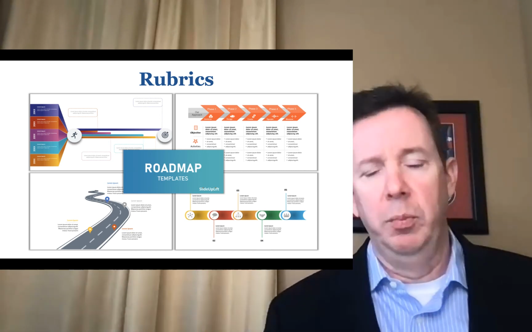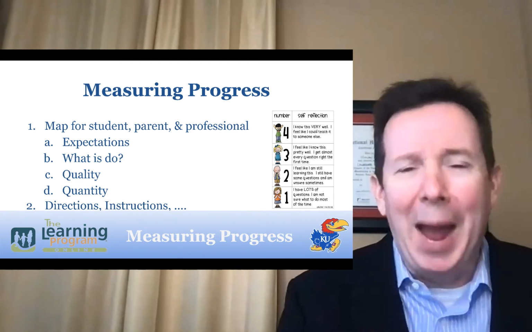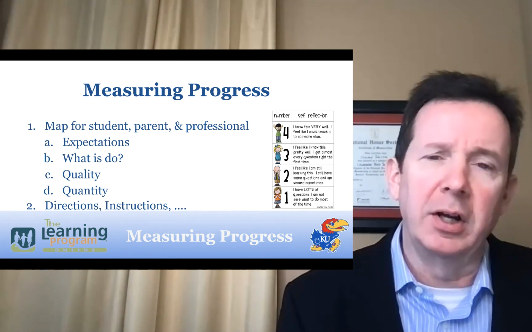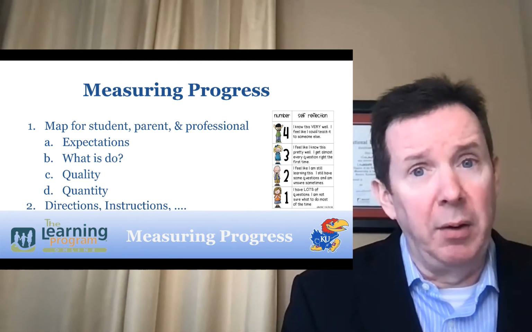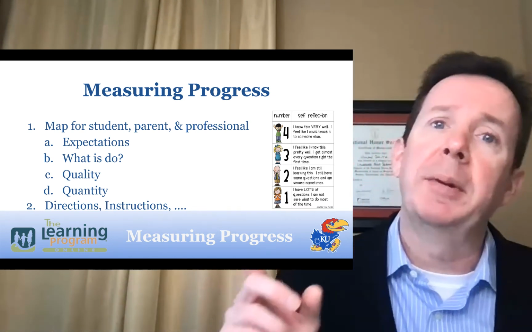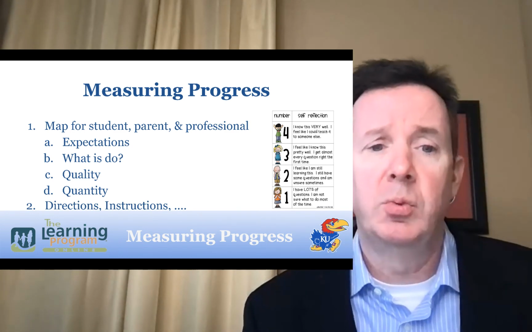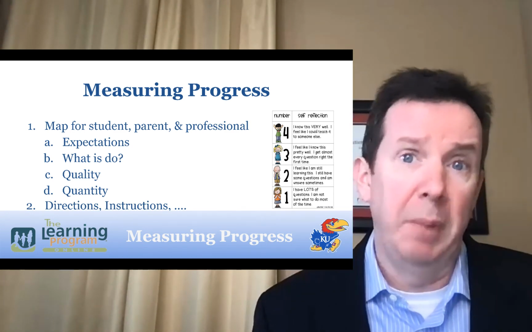We want to talk about rubrics later in a different presentation, but we do want to think about mapping out the monitoring of progress. We want to think about the students as we've talked about. We want to think about the team members, the parents, the professionals. We want to think about the quantity, the quality, expectations, a host of other things as we go forward in terms of measuring progress.